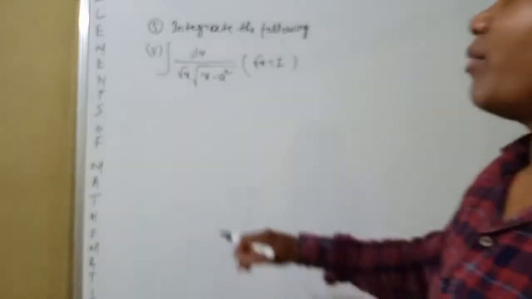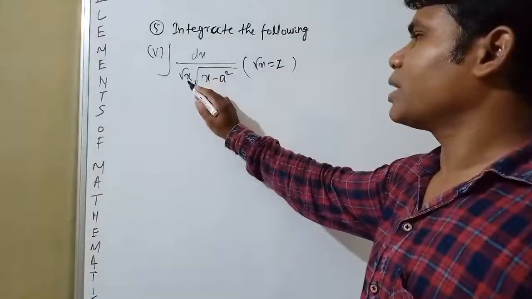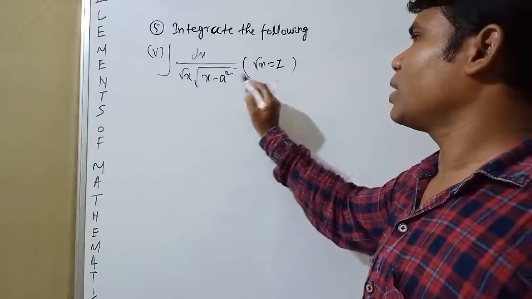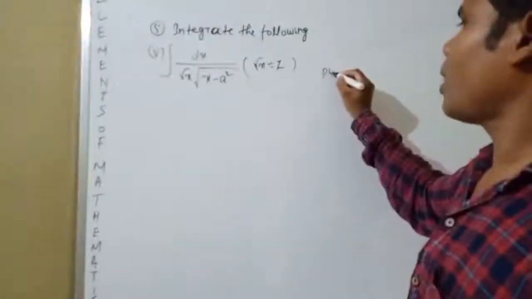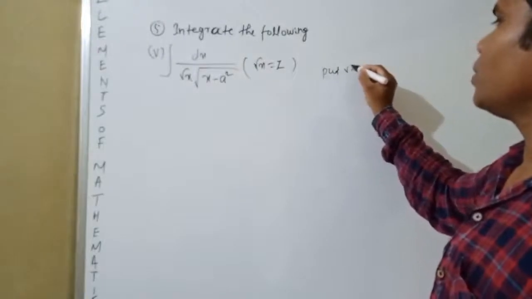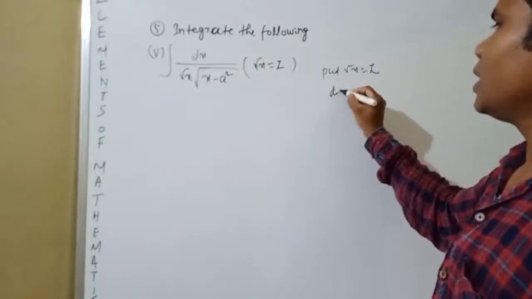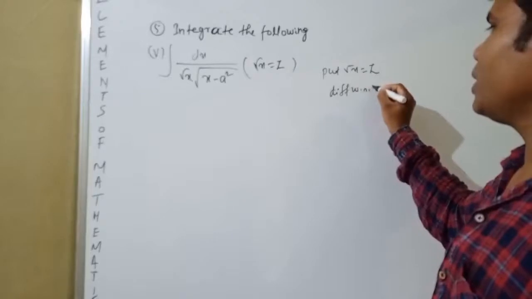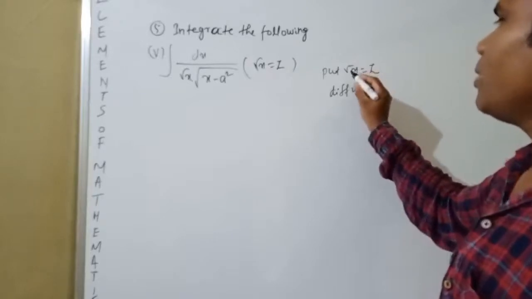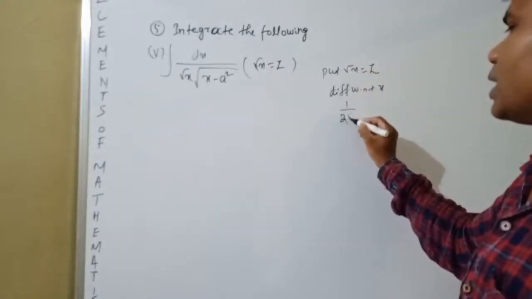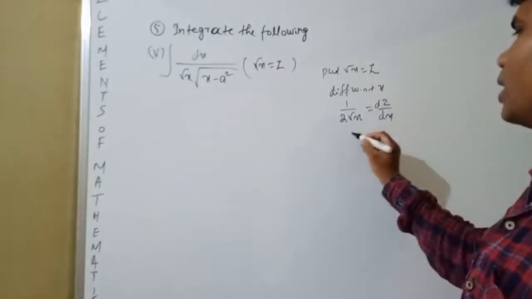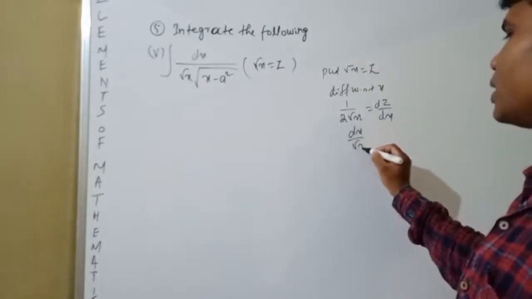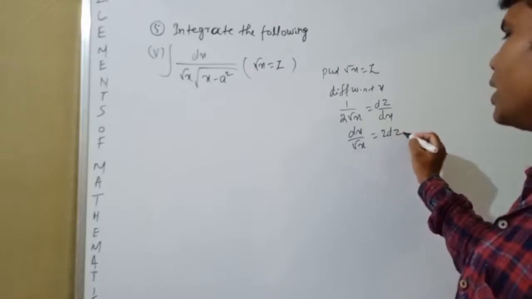You see the next question, integration of dx by root x root over x minus a square. Here given root x is equal to z. Now you put root x is equal to z, differentiate with respect to x, derivative of root x, that is 1 by 2 root x is equal to dz by dx. Okay, dx by root x is equal to 2 dz.